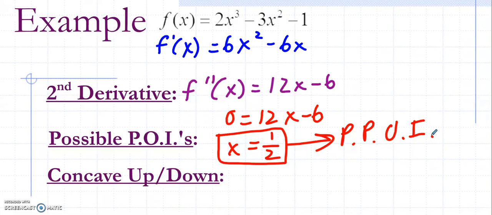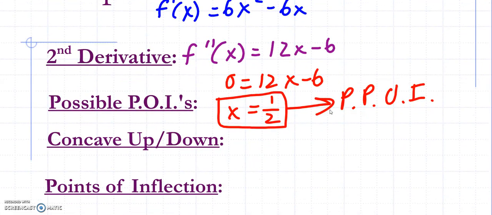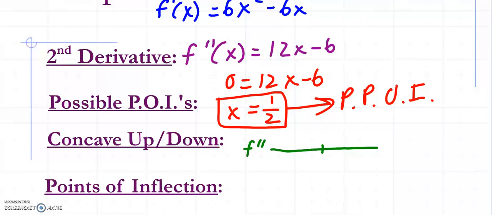Okay, now what do we do with that? To find if that is an actual point of inflection, we are going to make a concavity chart, similar to our increasing and decreasing chart that we used to help us with the first derivative. And again, as I started talking about on the increasing decreasing chart, I'm going to label this with f double prime so I know that's what I'm dealing with here. This is my 1/2. Let's pick a number. I like to use 0. And then 1 is always nice to work with.